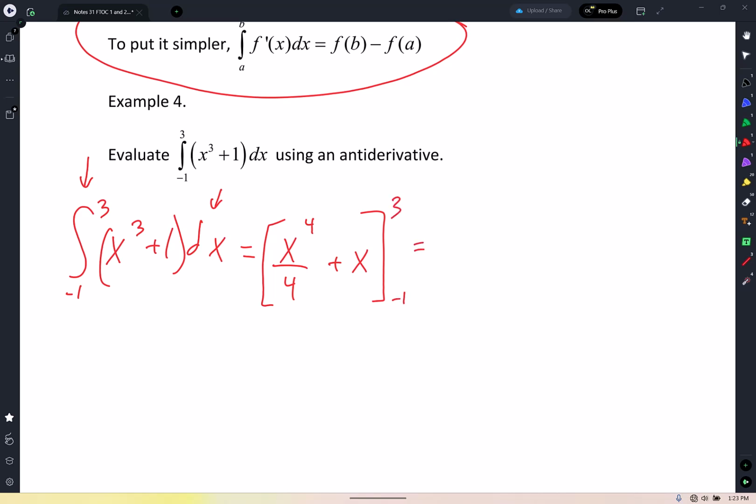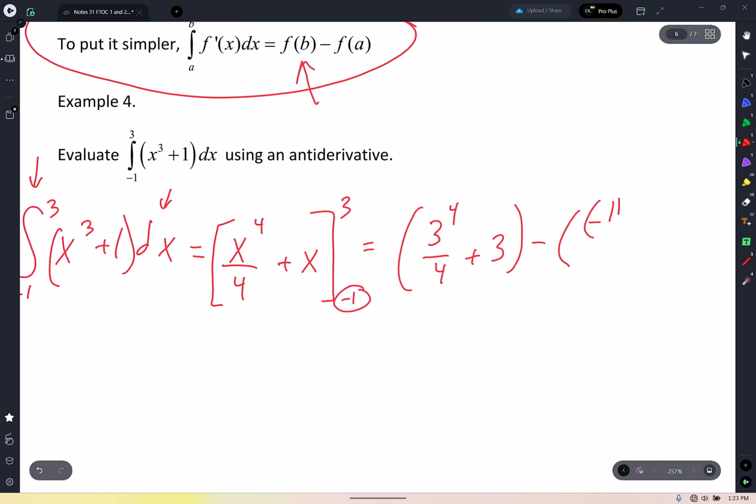And then I can go equals, and look what it said, upper minus lower. So you're going to do the 3 first, giant parentheses, 3 to the 4th over 4, plus 3, close, minus, open parenthesis again. I'm plugging in the lower one. -1 to the 4th over 4, plus -1. Did I confuse anyone? Okay.